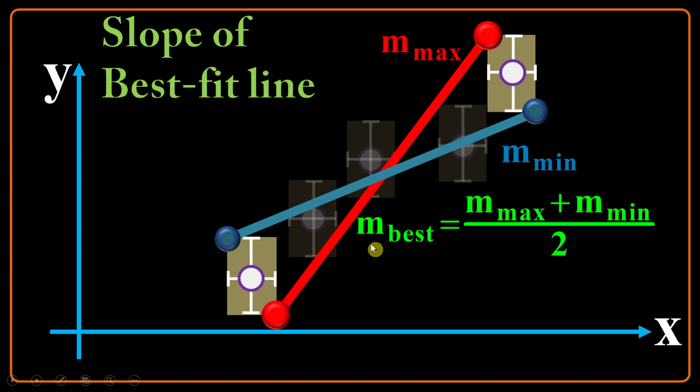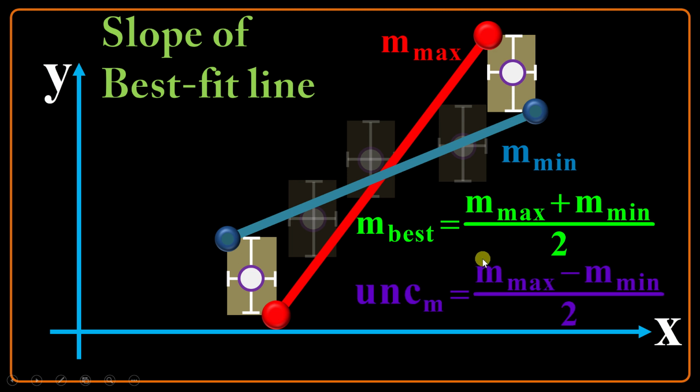Then I find the slope of the best fit line to be maximum slope plus minimum slope over 2. This is the average. And then it might have its uncertainty. So I should write the uncertainty of the slope is going to be m max minus m min over 2. It's half of the range. So I have average for the value and half of the range for the uncertainty. These are the properties of the slope.